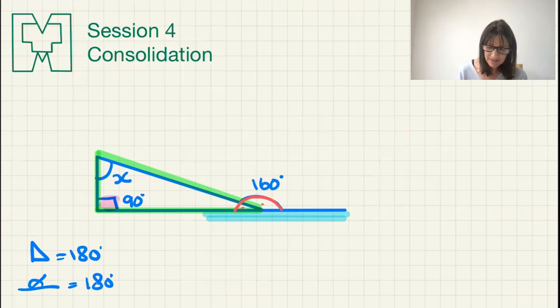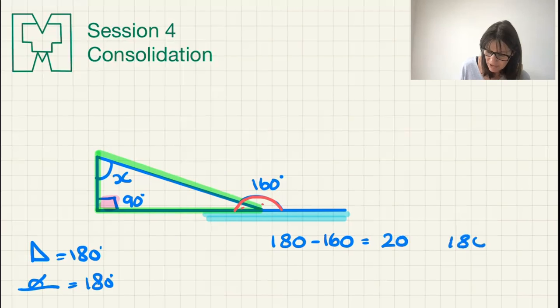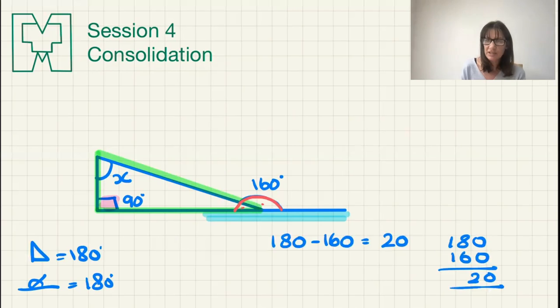If this side is 160, 180 take away 160. Hopefully we can see this and we don't need the columns. That's going to be 20 degrees. If you did, I'll just do it really. 0 take 0 is 0. 8 take 6 is 2. 1 take 1 is gone. 20. Okay.